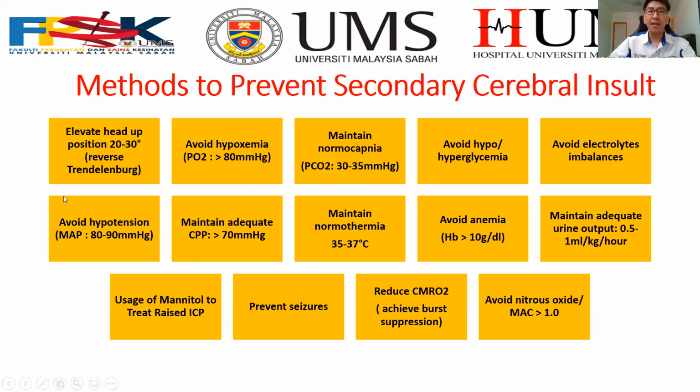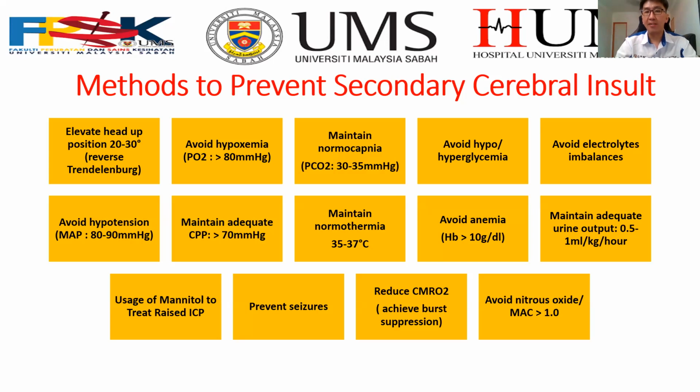Now, what are the methods to prevent cerebral insult? These are the steps we can do as an anesthetist. Thirty degrees head up position. Avoid hypoxemia: make sure the ventilation is good and oxygenation is adequate. Maintain normocapnia, so we prevent hypercapnia from occurring. That's why we maintain adequate oxygen and CO2.